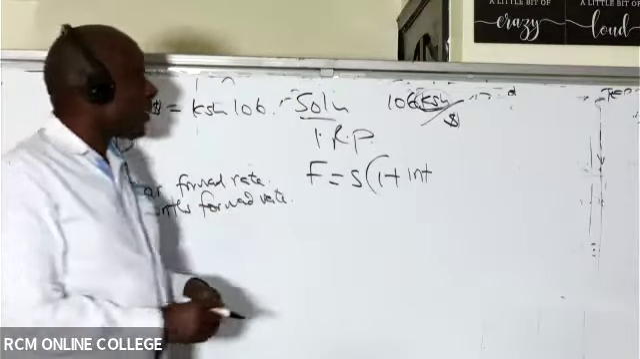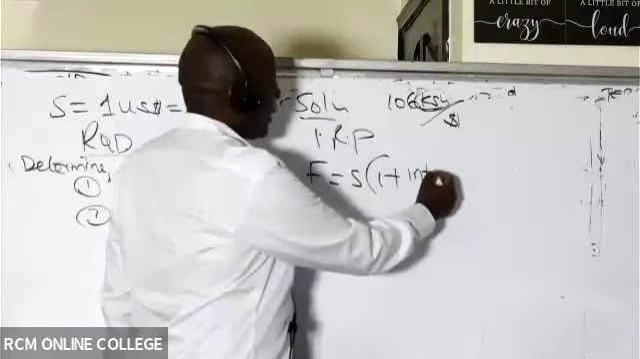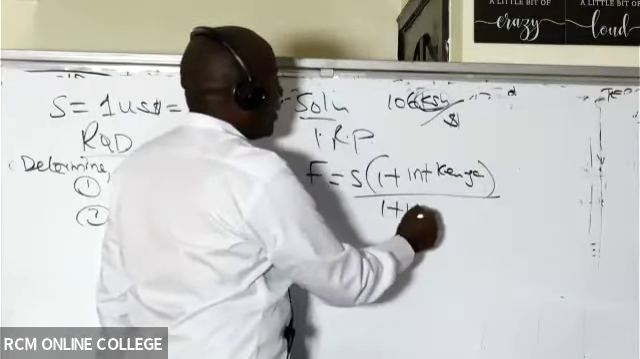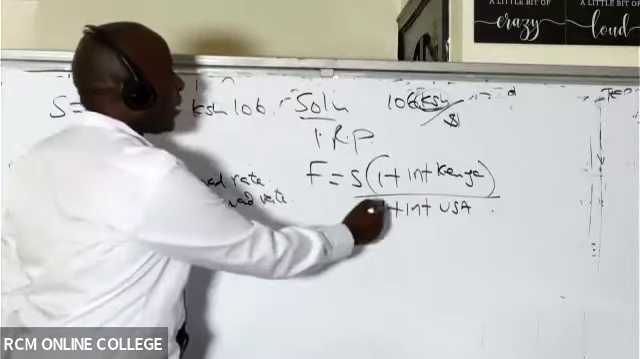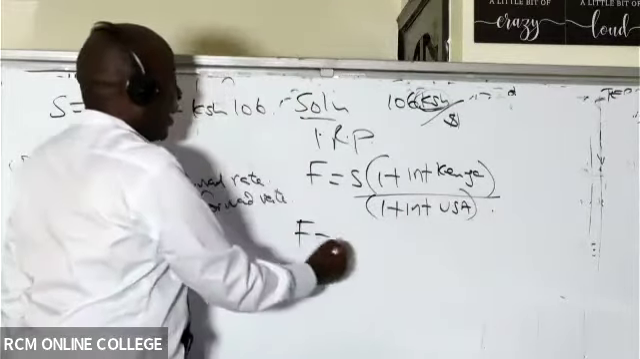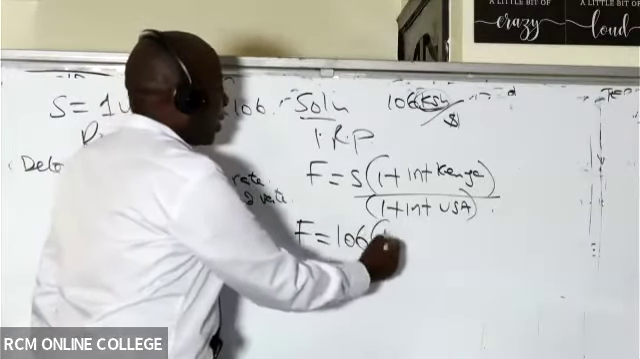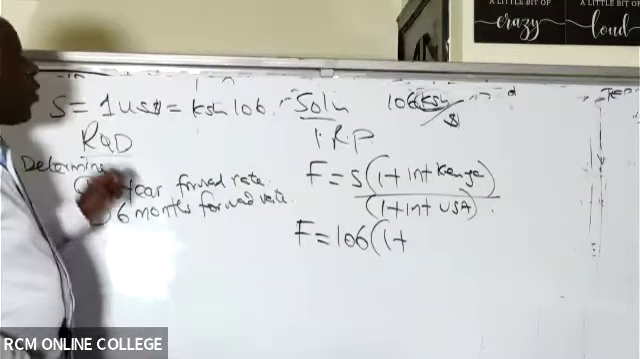So in this case we shall write: forward will be equal to S into 1 plus interest Kenya all over 1 plus interest USA. My F will be equal to the spot that has been given. The spot is 106 into 1 plus interest rate in Kenya.